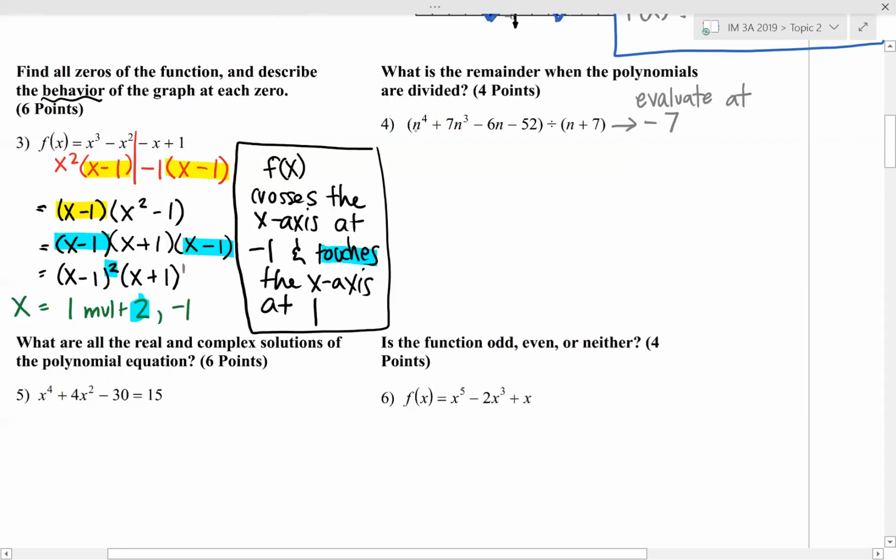So we're going to plug -7 into each place for n in our dividend. So we're going to do -7 to the 4th power plus 7 times -7 to the 3rd power, minus 6 times -7, minus 52.